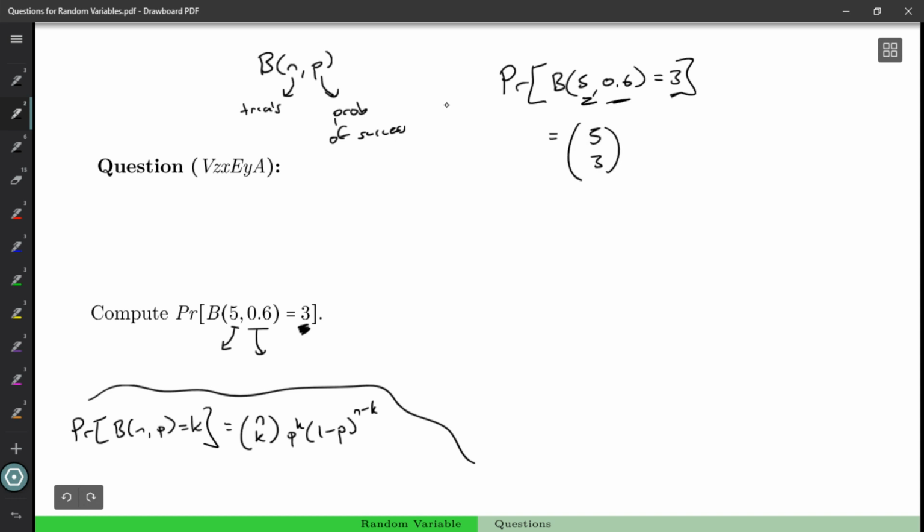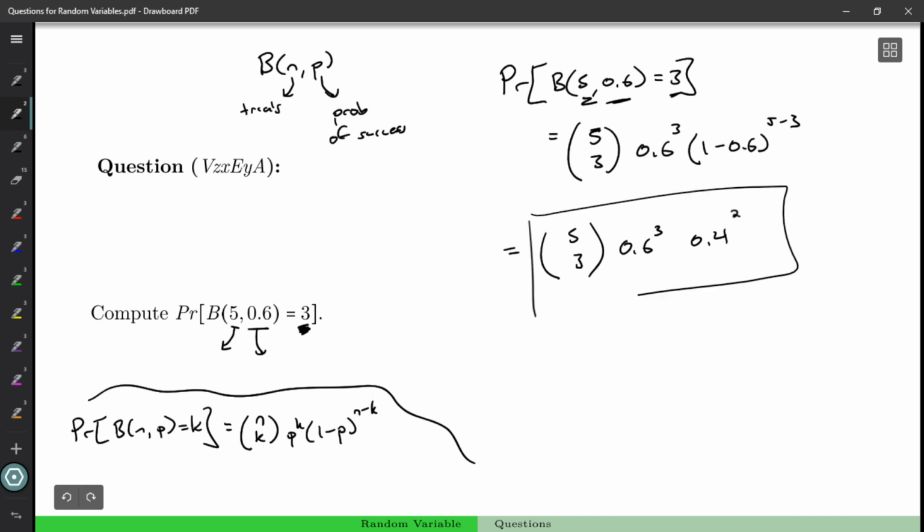5 choose 3, 0.6 to the 3, (1 minus 0.6) to the 5 minus 3, and the only thing I would do here is clean this up a little bit. You could, if you know 5 choose 3 is 10, put 10 in there. But I usually just say, well, 1 minus 0.6 is 0.4. We don't really need the brackets, do we? And then 5 minus 3 is 2. That's usually as far as I simplify an expression like this, unless I need to do something else with it. So there we go. We got our probability.